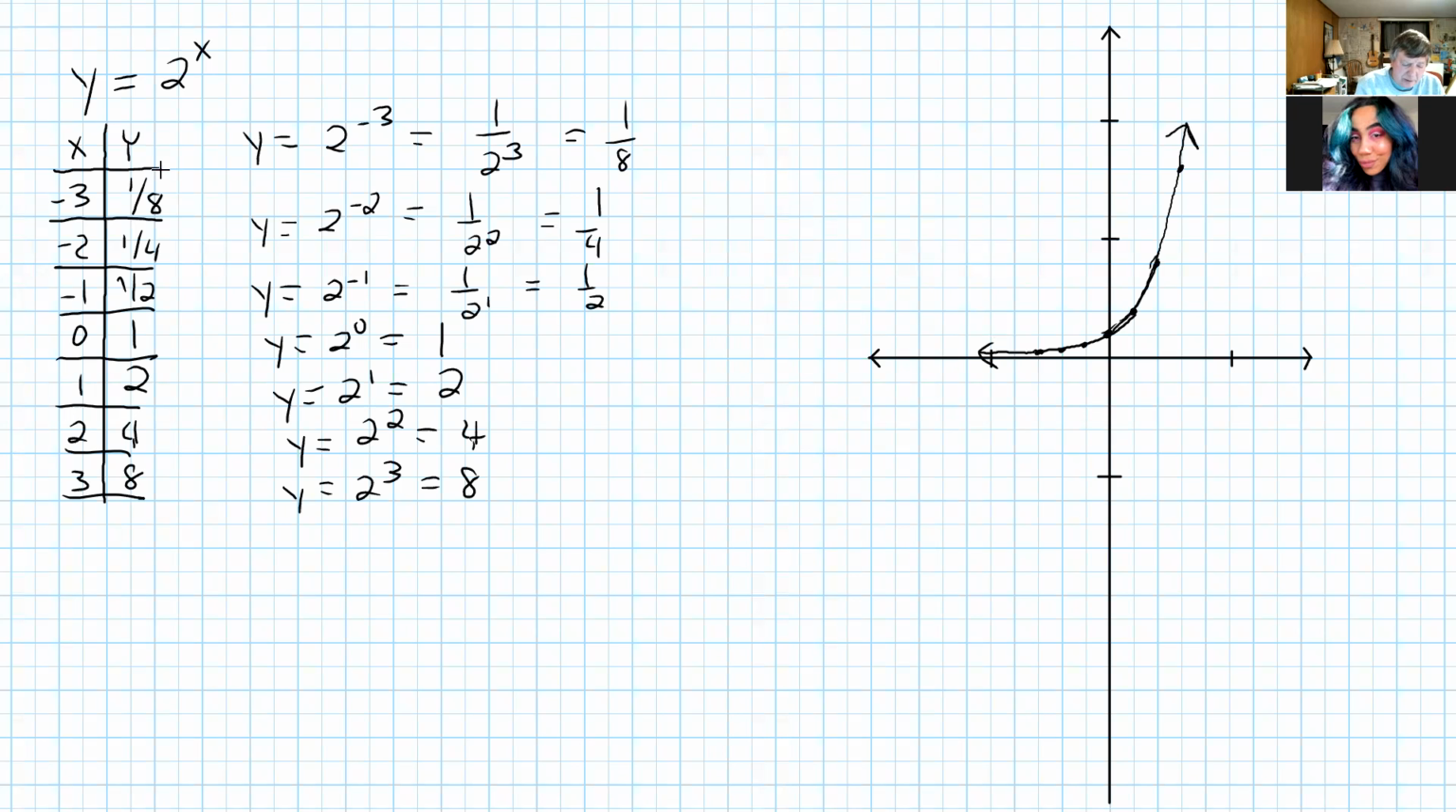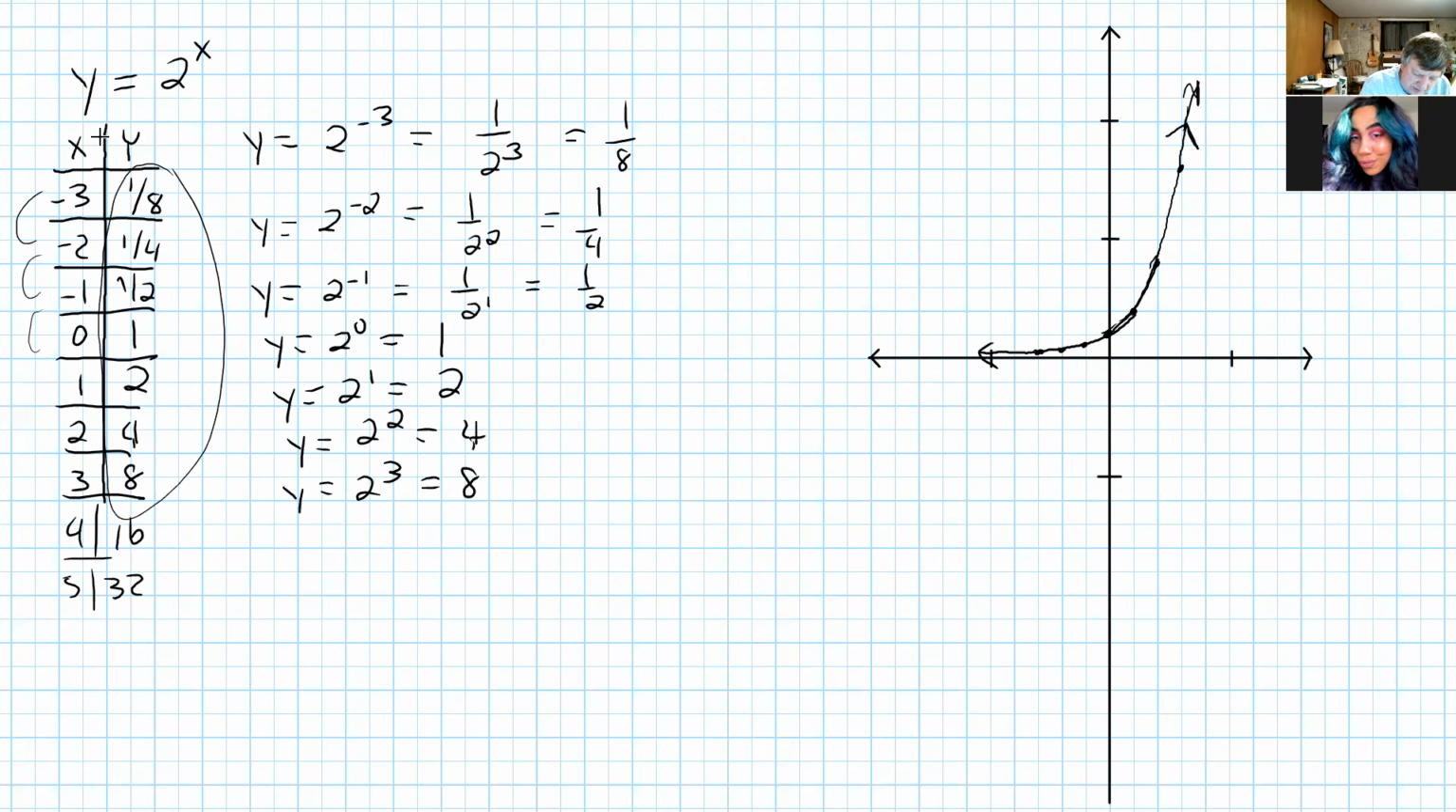Now, what's happening to the y values as x increases by 1? The y values are doubling. What if x was 4? Well, y would be 16. If x was 5, y would be 32, etc. So as this thing goes to the right, it goes up more and more rapidly.